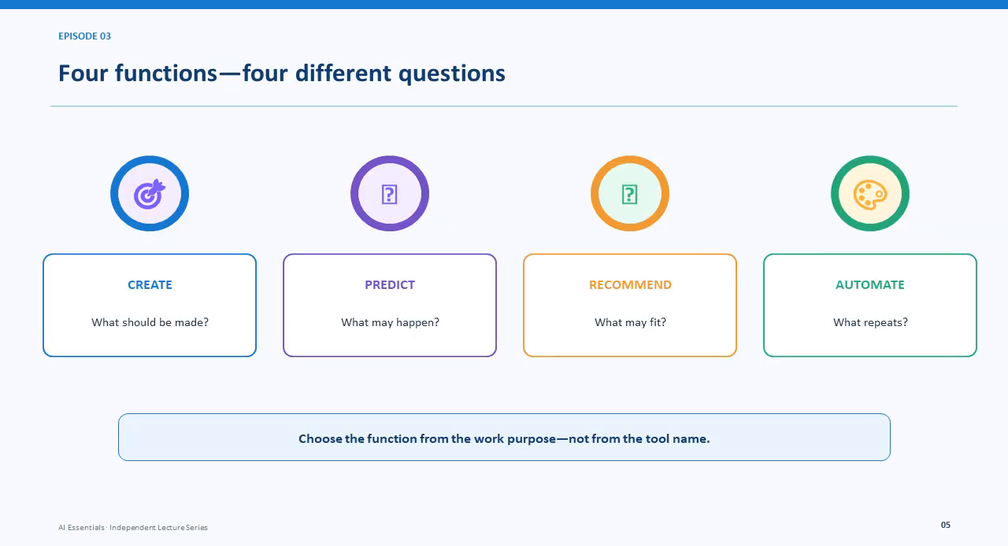These four functions answer four different work questions. If the question is what should be made, we need generation. If it is what may happen, we need prediction. If it is what may fit this person or situation, we need recommendation. If it is what should repeat according to a rule, we need automation. Choose the function from the purpose of the work, not from the brand name printed on the tool.